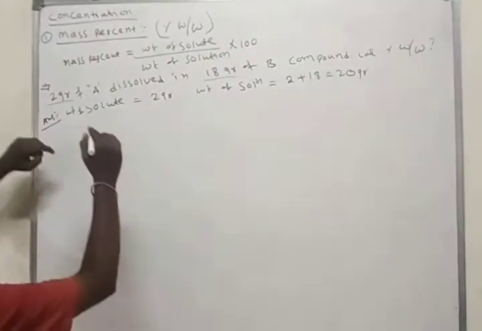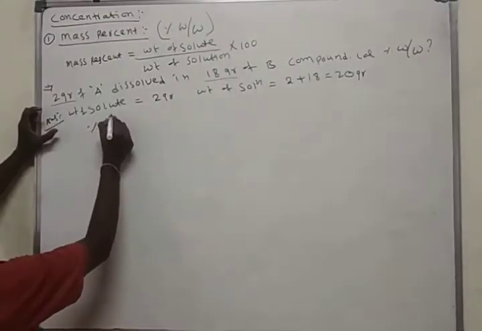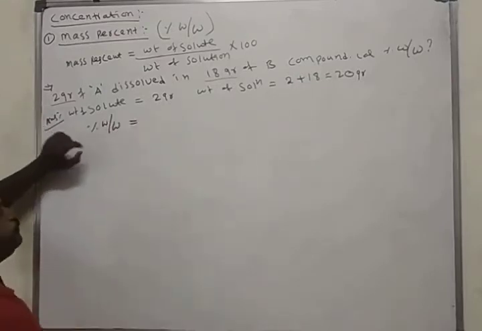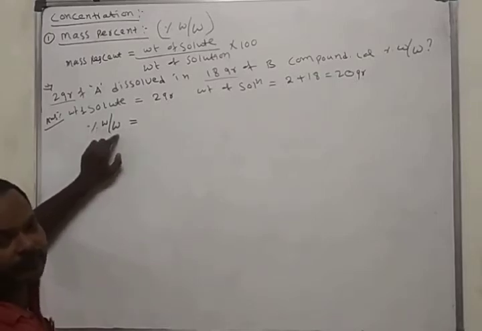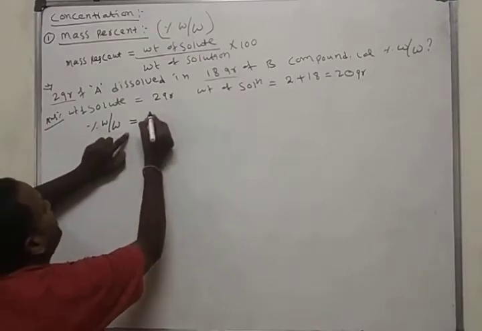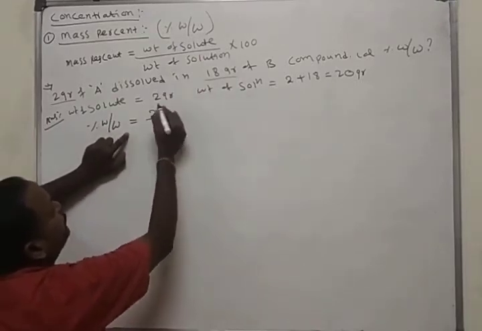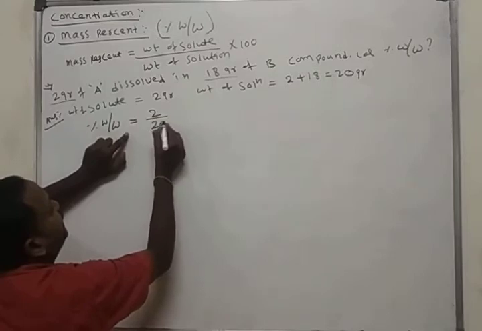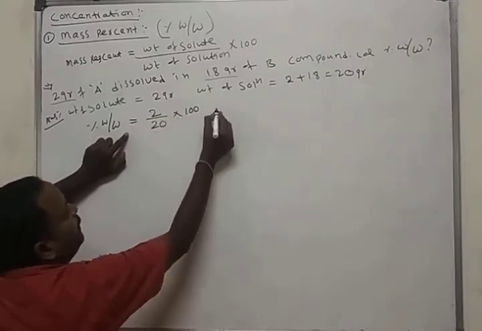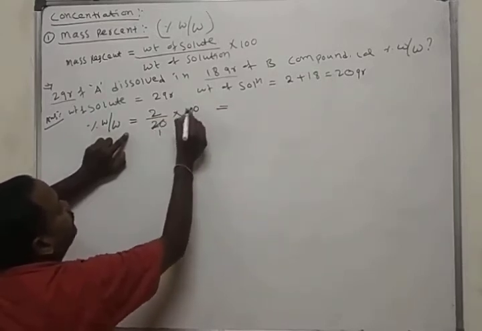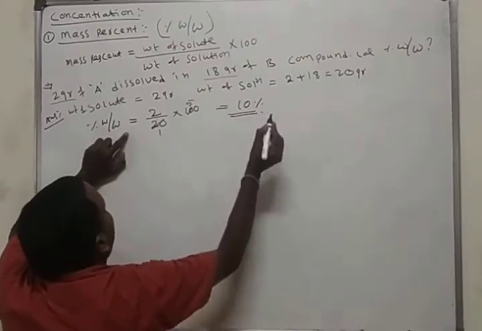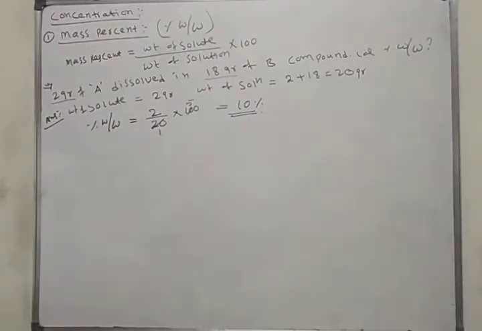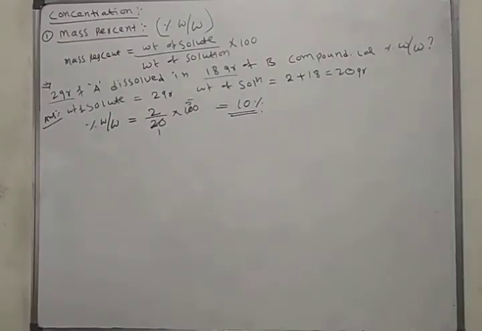Then you calculate the mass percent, weight by weight. It's a small w and a capital W. Small w means weight of solute, capital W means weight of solute and solvent, that means solution. Here 2 by 20 into 100. Two into five is 10 percent. The weight percentage here is 10.